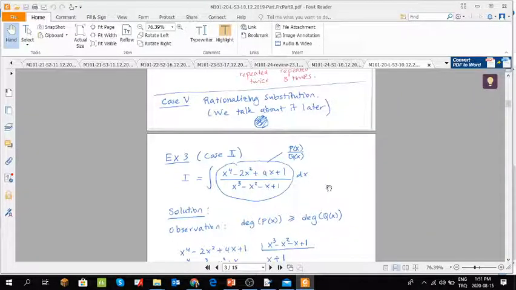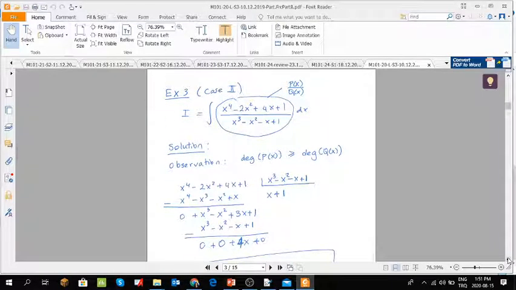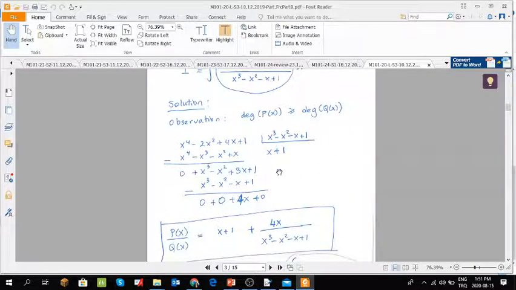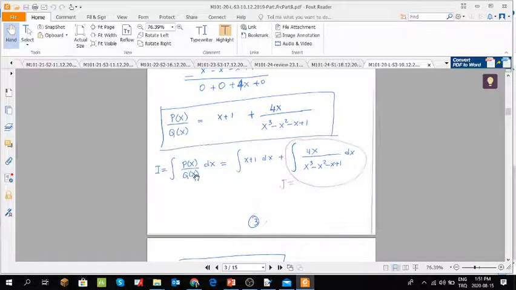Case 2, when it's p over q. Actually, this case 2 contains case 0 as well, degree of p greater than q. Sometimes other cases may contain case 0. So we do the long division first to make it simpler. This divided by this, you get x plus 1 plus 4x over x cubed minus x squared minus x plus 1. And then we do the integration: integral of x plus 1 dx, integral of 4x over x cubed minus x squared minus x plus 1 dx.